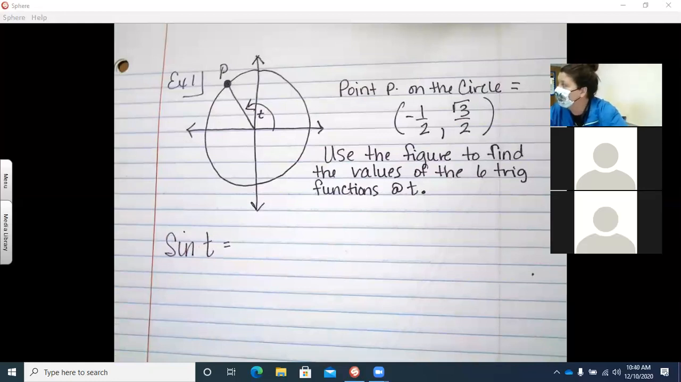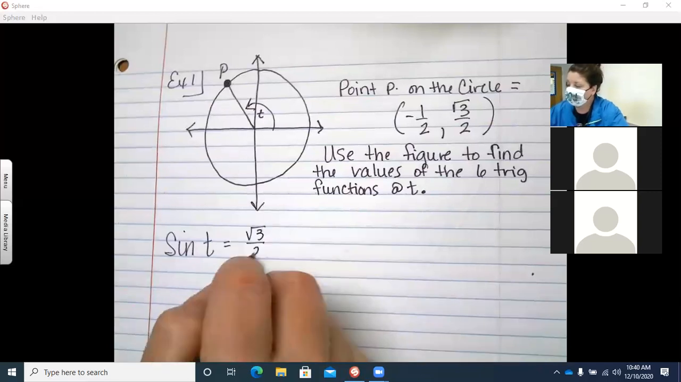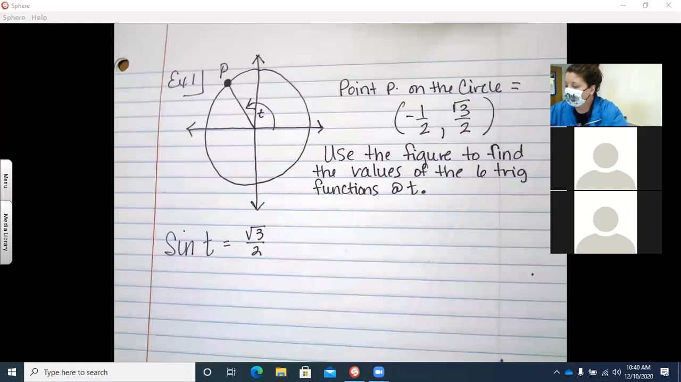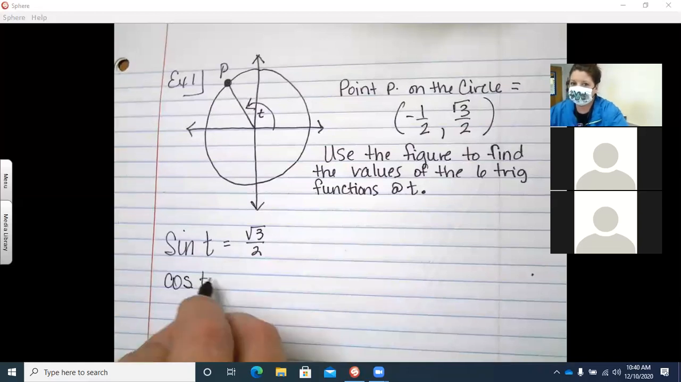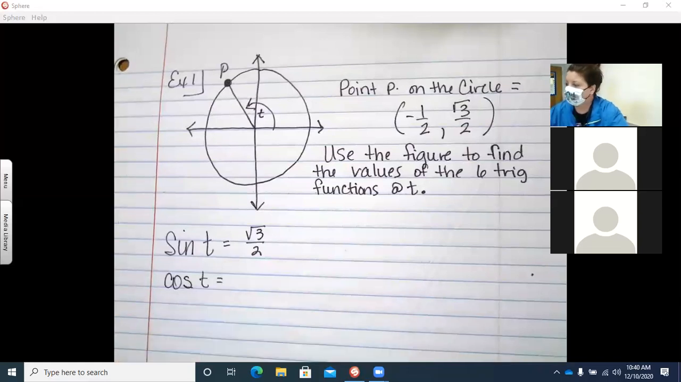So they gave us the ordered pair. So what is our sine, or our y? Square root of 3 over 2. Boom. Okay, not too bad so far. So now let's find the cosine of t. Did they give us the cosine? Yes. What is that? Negative 1/2. Very good.